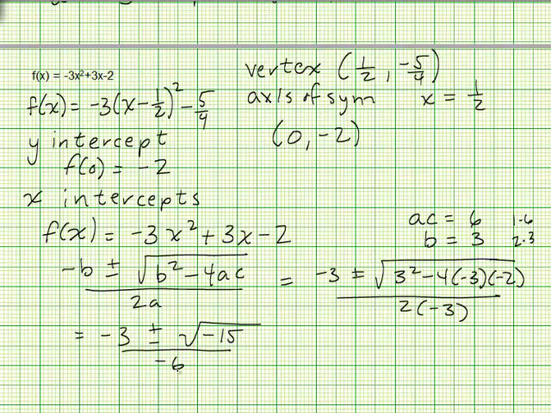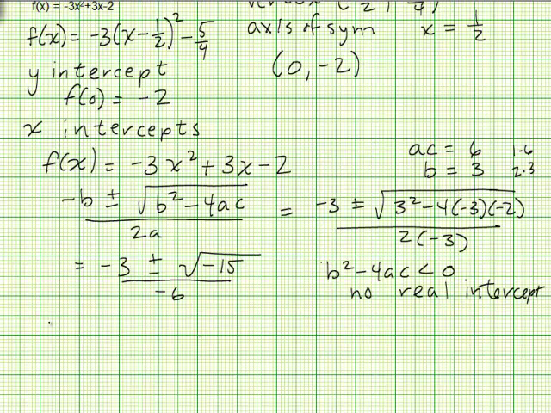But taking a little step back, we have a negative under the square root here. We know that not to be real, and we also had learned about the discriminant. Because b squared minus 4ac is less than 0, we know we have no real intercepts or solution to this problem. So we have no x-intercepts. The conclusion to that is no x-intercepts.